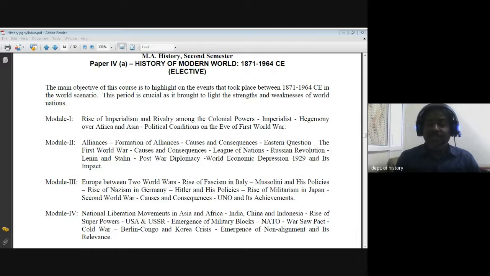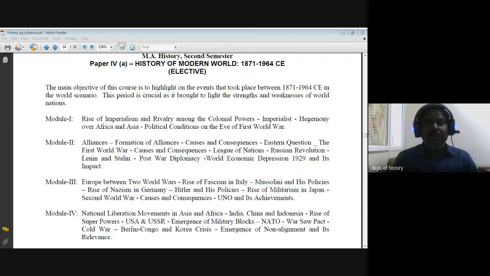The Russian Revolution took place in 1917. Okay, where the Bolshevik government came to power, and Lenin and Stalin became two important powerful leaders who emerged in Russia, and we'll see the reforms followed by Lenin and Stalin in Russia also. Then we'll see post-war diplomacy, and then we'll discuss the world economic depression which took place in 1929 and its impact. Due to the 1929 world economic depression, a number of countries who participated directly and indirectly in the First World War seriously damaged their economic conditions. Such things we'll discuss in module 2.